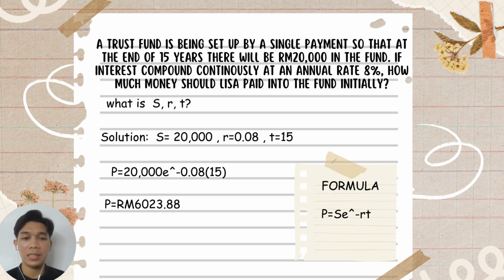So we will insert the numbers into the formula, which is P is equal to S e to the power of negative RT. So S will be 20,000 e to the power of negative 0.08 in bracket T, which is 15. So the total will be 6,023.88.